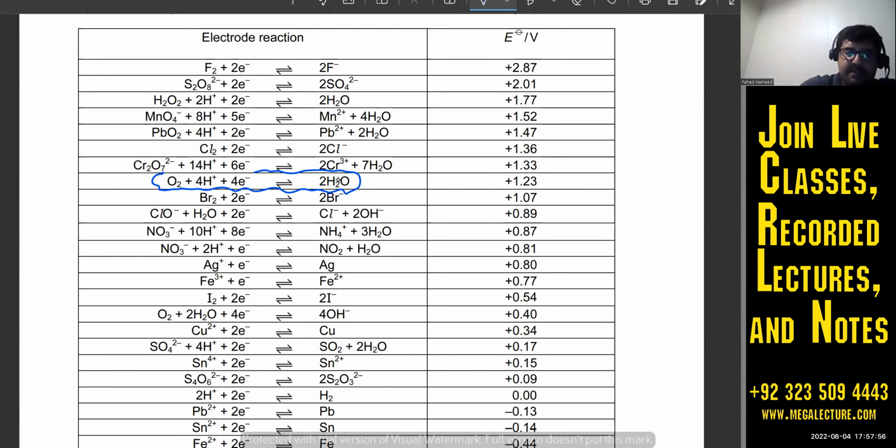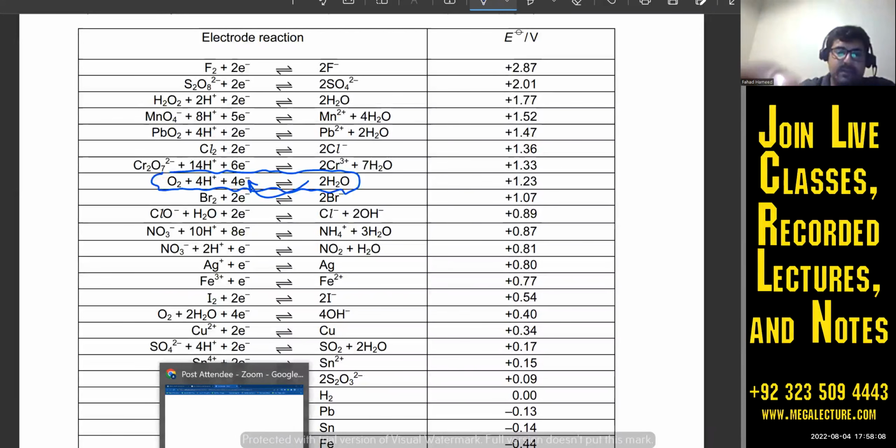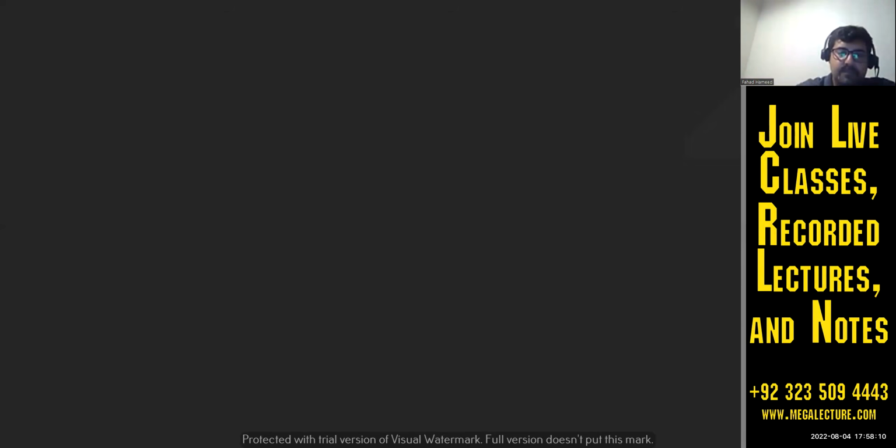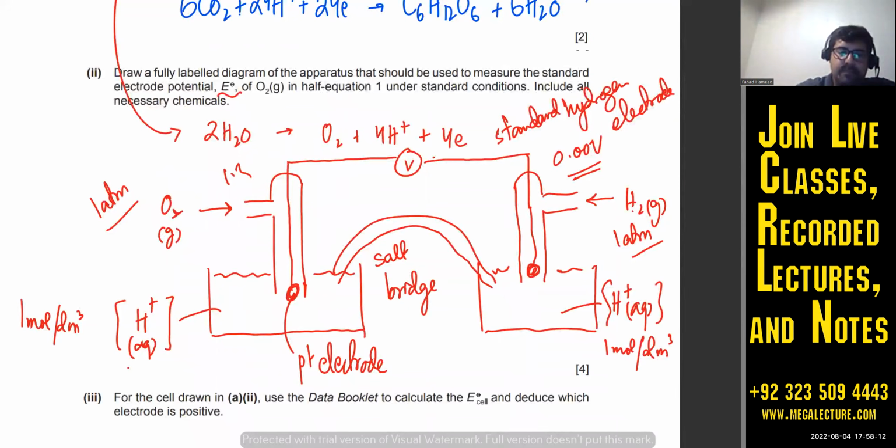So he's talking about it in the backward direction, right? Two water molecules turning into oxygen, H+ and 4 electrons. It's 1.23 volts, right? So this one is 1.23 volts.